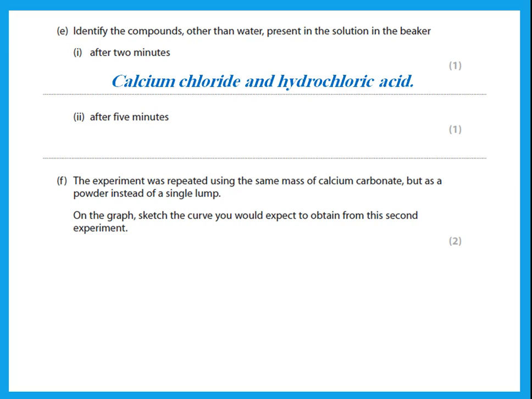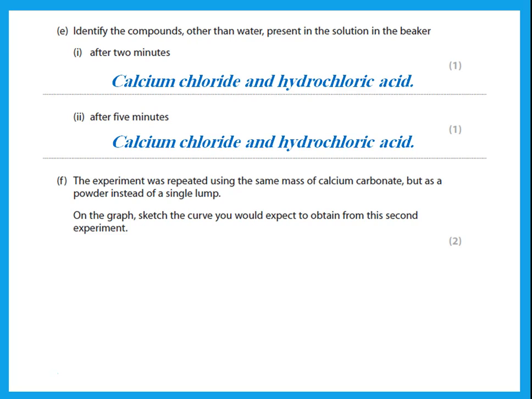So what about after 5 minutes? After 5 minutes, the reaction has already finished. What do you have in solution? You will also have the product, which is calcium chloride, and you still have excess hydrochloric acid because he put too much hydrochloric acid, so you will still have hydrochloric acid in the solution. Were you able to figure this out? You should be able to sit down and think about this.